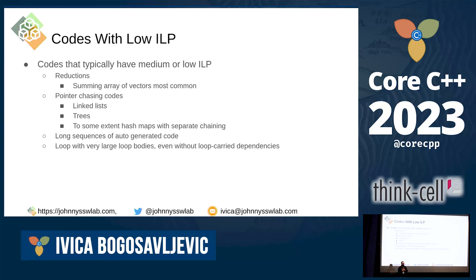If you have auto-generated code, sometimes that happens also. If you have huge auto-generated code that has 30,000 lines in C++, I've seen that too in practice. So this also can have long dependency chains. And also if you have a loop which has a quite large loop body, although it doesn't have loop carried dependencies, nevertheless this kind of code can have problems with dependency chains and low ILP. So all the techniques I'm going to present can help.